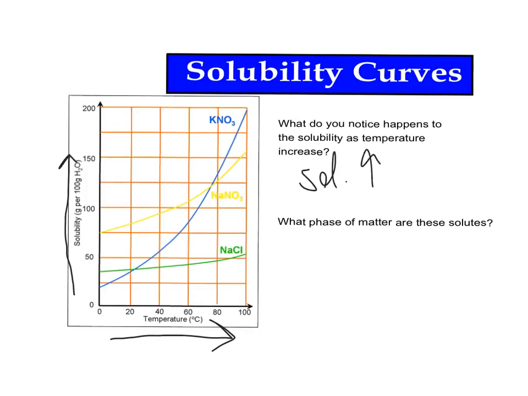Solubility increases. Well, if I think back to my factors, the phase that increased solubility as temperature increased was a solid. So that tells me that potassium nitrate and sodium chloride, all of these compounds are in the solid phase, because as I increase temperature, I'm increasing my solubility. It has a positive curve.